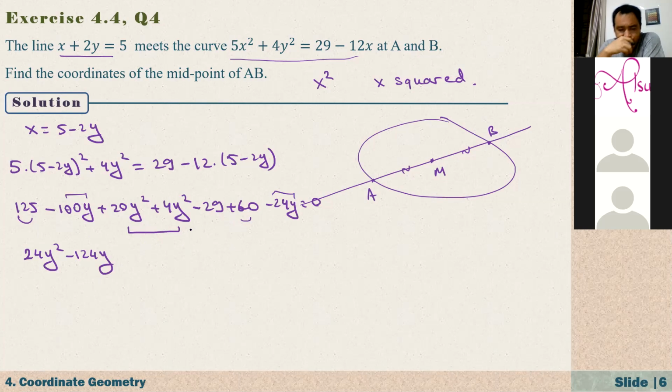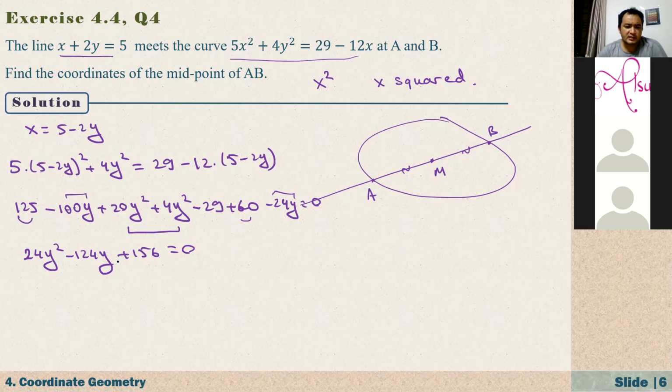What is it? No, it should be 100 and something. No, it is 185 minus 29. So that's 156, plus 156 is equal to 0.